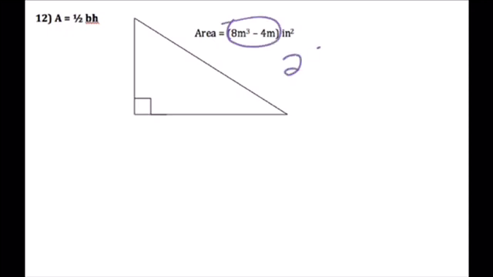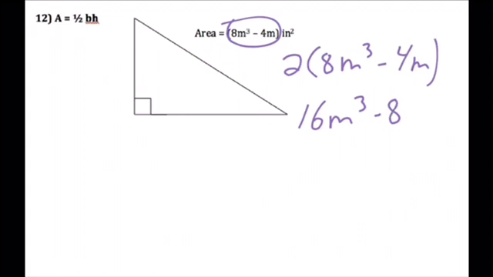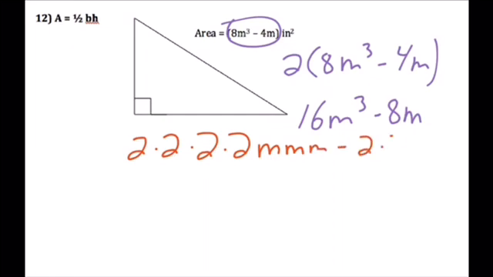So I have 2 times 8m to the third power, subtract 4m. That gives me 16m to the third power, subtract 8m. Okay, now I need to look at it, and we're going to factor it. And first I need to ask is there a GCF? And yes, there is. We're going to go ahead and write everything out. We have 2 times 2 times 2 times 2, m, minus 2 times 2 times 2, m.